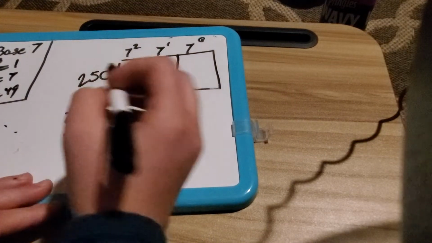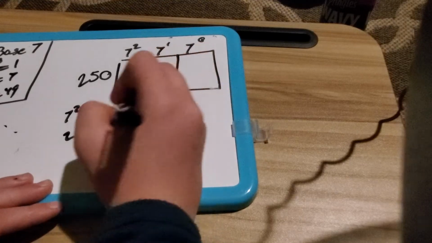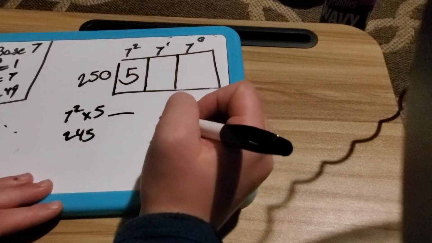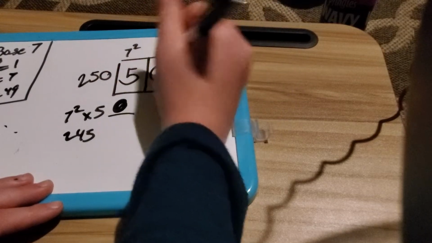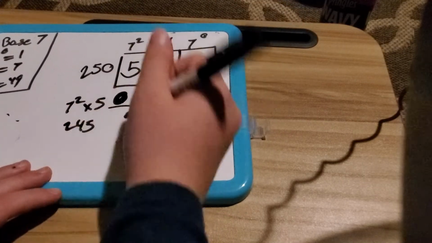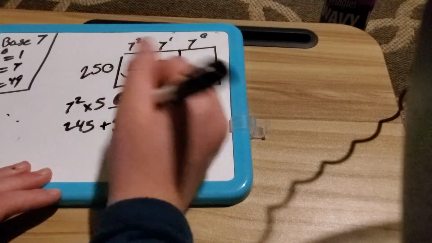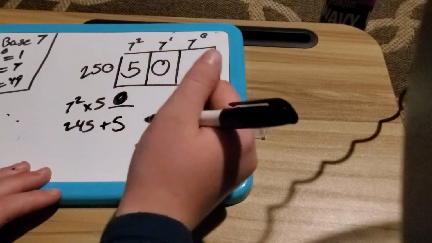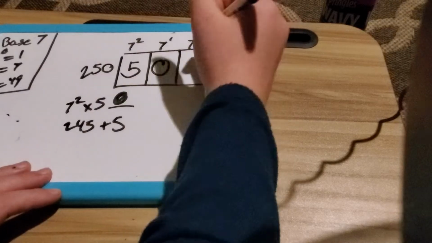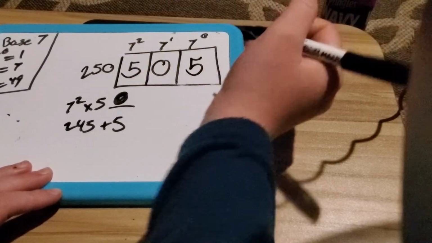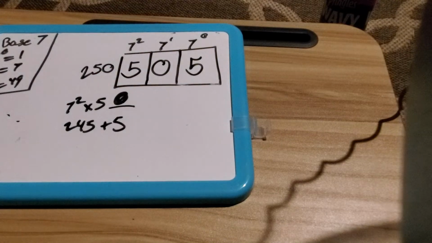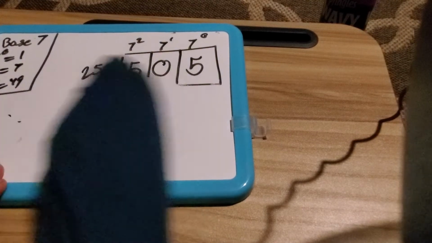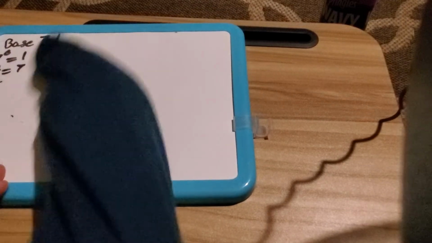Now, 245 is pretty dang close to 250. So if we try to put something in the tens place, we're going to do nothing but go over 250. So I'm just going to go ahead and fill that in with a 0. Now, because we know basic math, we know we only need 5 more to get to 250. So we can go ahead and put a 5 there and know that 250 in base 10 equals 505 in base 7. So let's go ahead and move on to base 13.